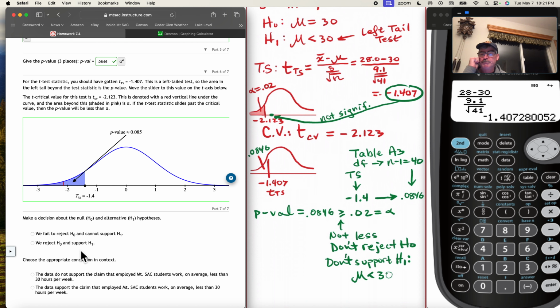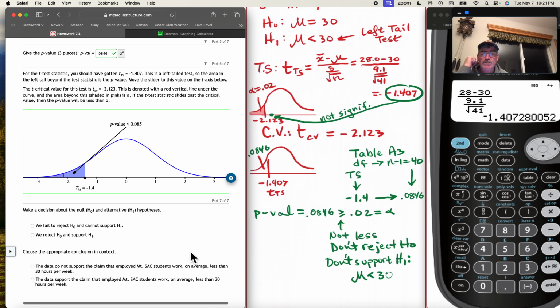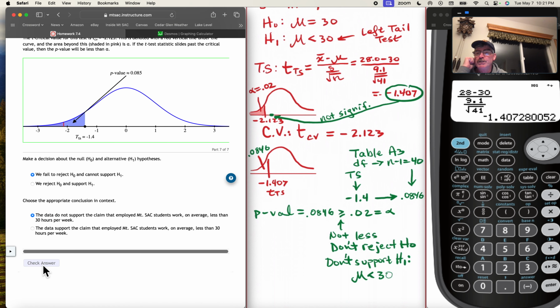So we'll go ahead and wrap this up. We failed to reject the null hypothesis. We can't support the alternative, that's this first one. And so the data do not support the claim that MathStack students work on average less than. So that's the alternative hypothesis that the data do not support. So we just want to check that off, and we should be good to go.